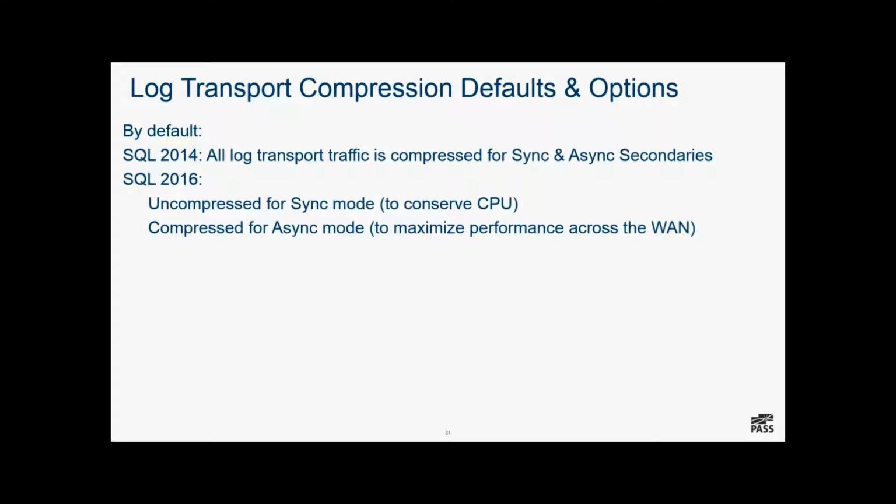However, for async mode, and this is for servers that are presumably located some reasonable distance away, geo-distributed perhaps in separate data centers, the log traffic is compressed. And so you see the optimizations here were chosen, in my opinion wisely: uncompressed in sync mode to conserve CPU, compressed in async mode to maximize network performance across the wire.